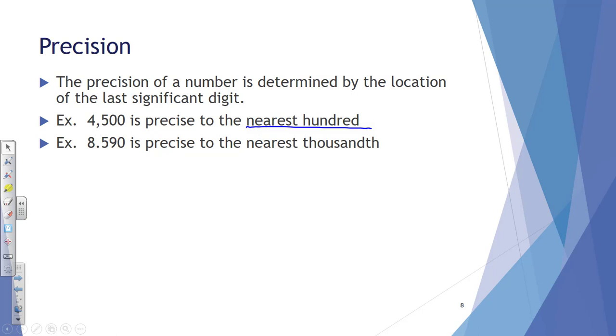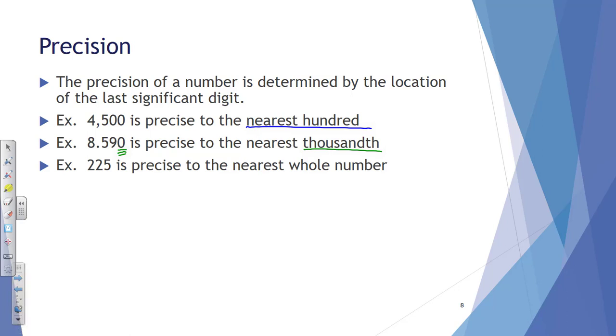.590. Well, our last significant digit is this 0. Remember, it's showing precision. And so since that is the last significant digit, and it's in the thousandths place, we would say that number is precise to the nearest thousandth. So it's not how many sigdigs, it's where the last sigdig is located.